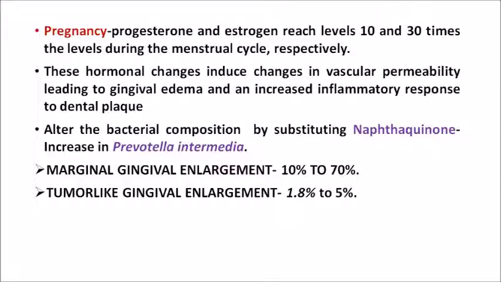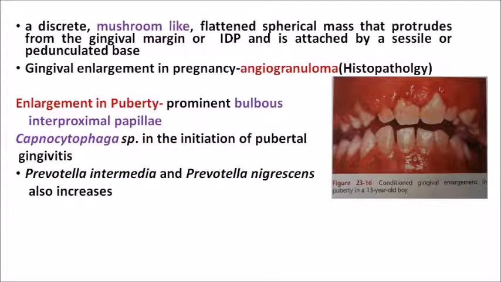It can present in two types. One is marginal gingival enlargement. That means all of the marginal gingiva is enlarged. It occurs in 10 to 70% of the cases. Also, there can be tumor-like gingival enlargement. Localized tumor-like enlargements can be seen in 1.8 to 5% of the cases. This is regarding pregnancy-related gingival enlargement. When it is tumor-like, it will be a discrete mushroom-like flattened spherical mass which projects from the gingival margin or interdental papilla, and it can be sessile or pedunculated. Another important question: gingival enlargement of pregnancy, histopathologically, is termed angiogranuloma. So what is angiogranuloma? It is pregnancy-associated gingival enlargement itself, but it is a histological term.